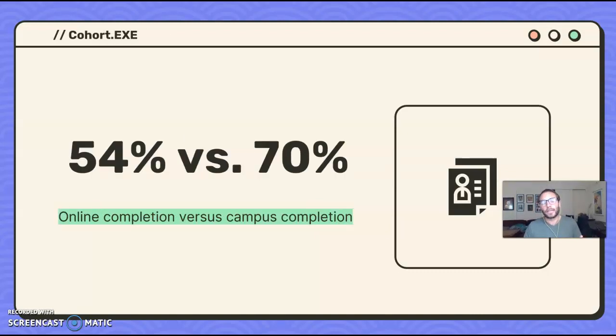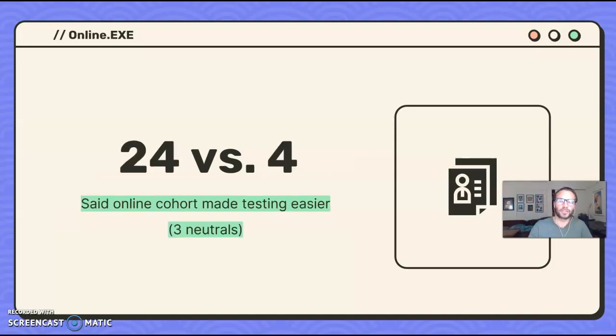Another thing that I wanted to look at is the difference between campuses that joined the online cohort versus campuses that chose to test for themselves. And we see that actually the online cohort had a lower completion rate at 54%, whereas just campus-owned completion was at 70%. I'll talk about this a little bit more later, but let me just leave it as just the numbers for now.